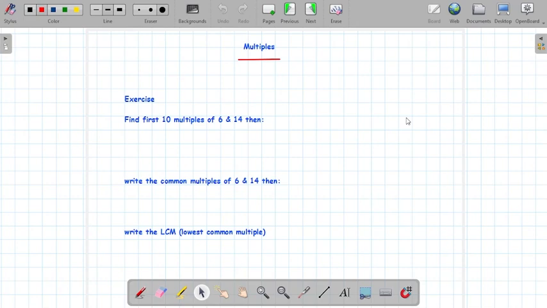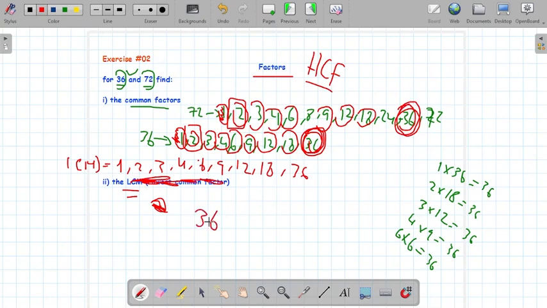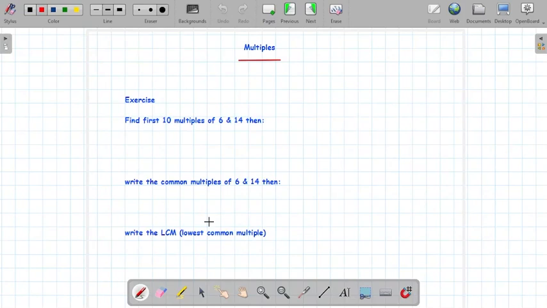Just wanted to notify you about a slight mistake I made with the factors lesson. When we talk about factors, we don't have something called LCM. We have something called HCF, the highest common factor. Highest common factor means not the smallest factor, as I said, that it's 2. Actually it's the biggest factor, and the biggest factor that we found common between both of them, the HCF, was 36. So I just wanted to mention this before we jump into the topic of multiples.